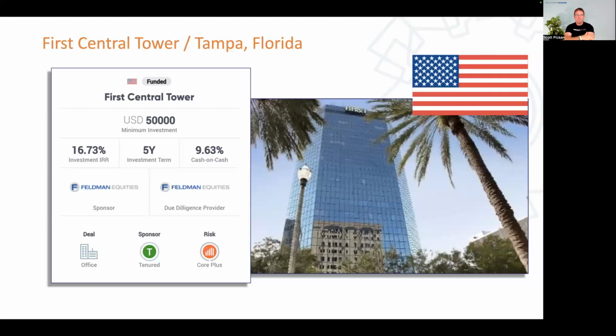And to give you an example of a deal, we invested in December 2020 with them. It was COVID time and everyone was running away from office. And yet there was a significant opportunity in Florida, in America. And we invested. I never thought I would own a bank building like this, but I do. And it's paying us a 9.63% cash on cash return and a 16% IRR. And you can see on the platform here that this is a tenured sponsor.